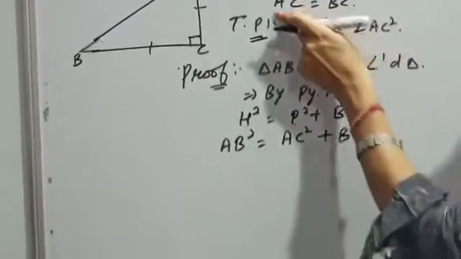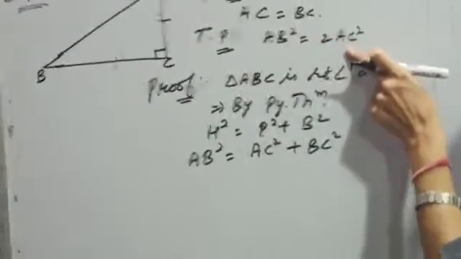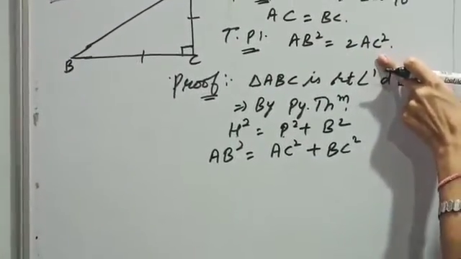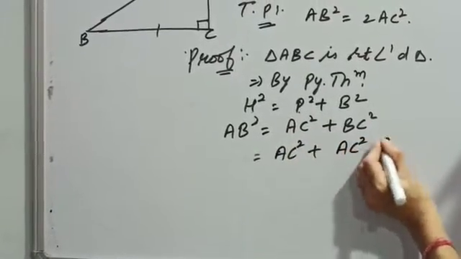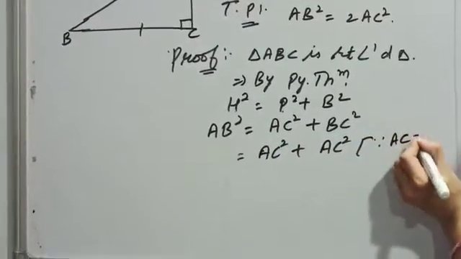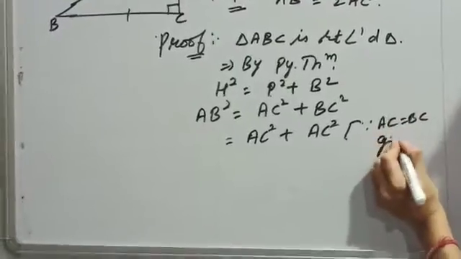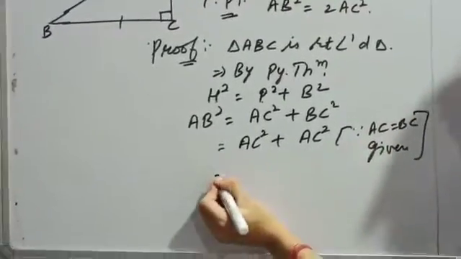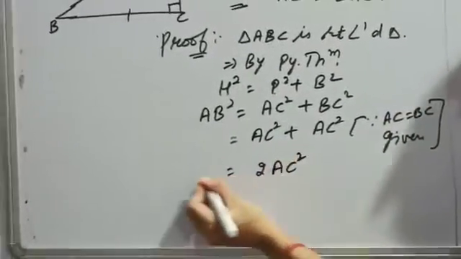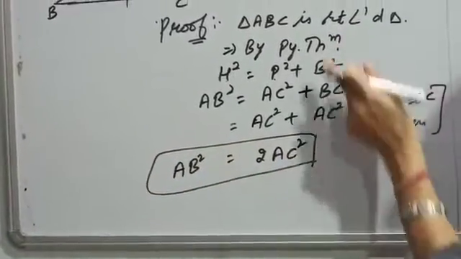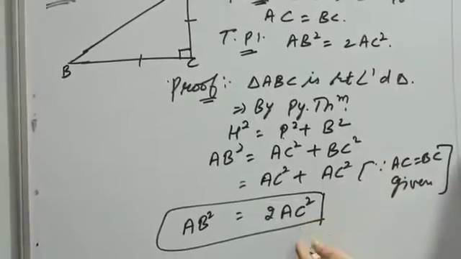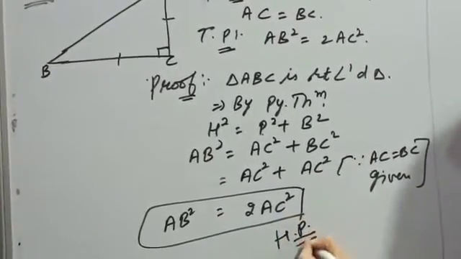As it is given AC is equal to BC, and the question is asking for AC only, we are writing AC in place of BC. So here we can write AC is equal to BC. It is the given part to us. So it makes 2 times AC square. So we arrive at what is demanded, the required AB square is equal to 2 times AC square. So this is the proof of the question.